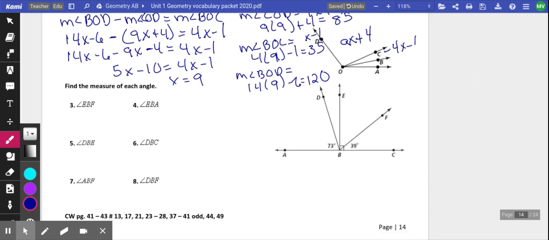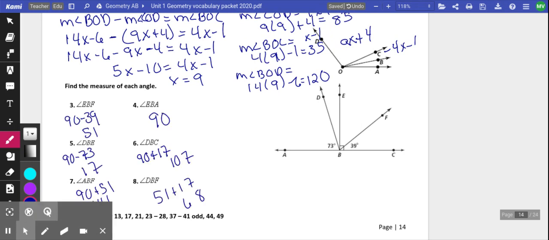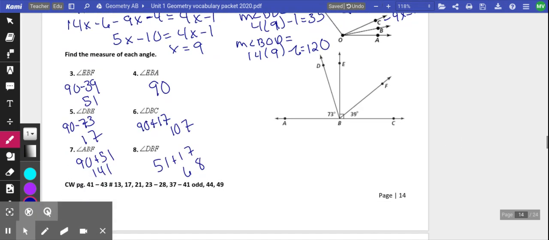So then here are 6 more problems that I want you to do based on the drawing. So pause, do them, and come back. This classwork will take place tomorrow in class. Okay, so there are the answers to those problems.